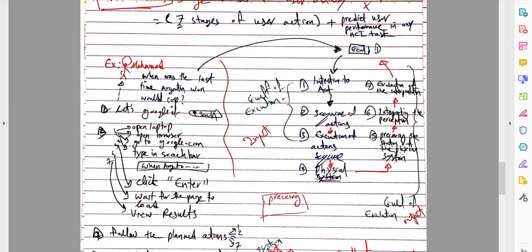Then we have perceiving status of the physical system. Okay, I'll just explain it. So we call it perception, to just make it simple. Then we have interpretation of the perception. So referring to the previous one. Then we have evaluation of the interpretation.